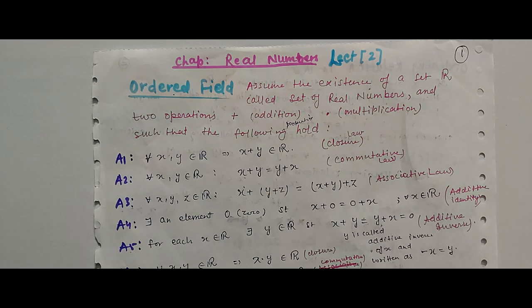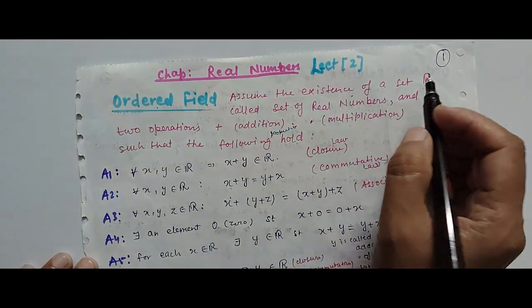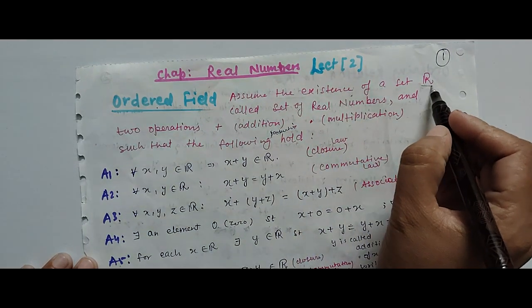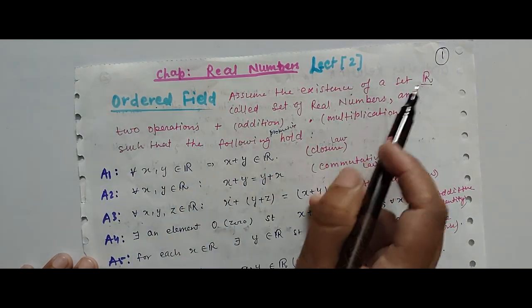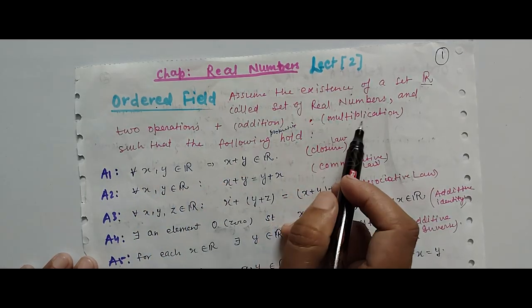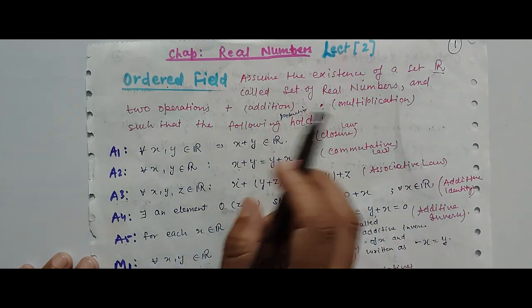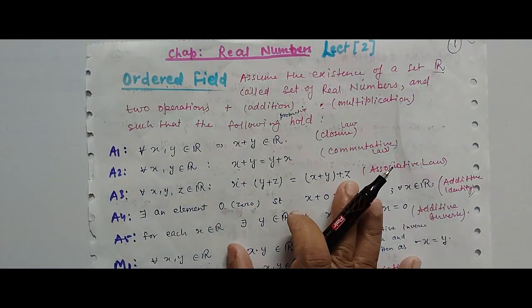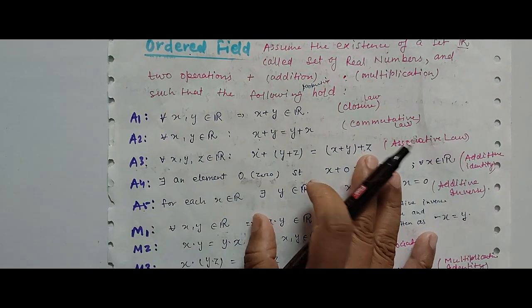In this lecture we are introducing the set of real numbers. We will take the notation R for the set of real numbers, along with the operations addition and multiplication. For these operations the following properties hold in our set of real numbers. So what are these properties?